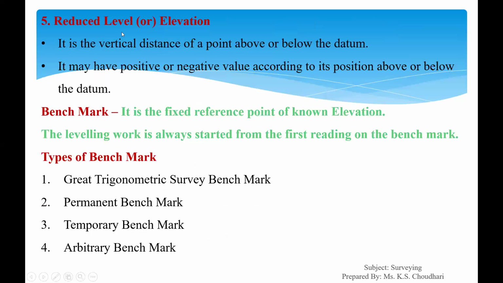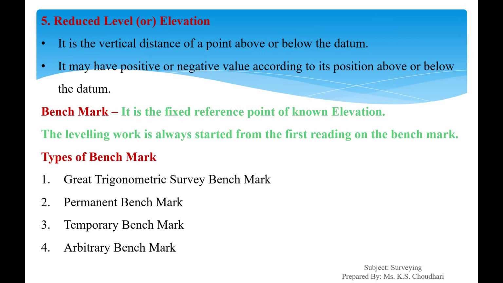Now, the reduced level, or you can say elevation. It is the vertical distance of a point above or below the datum. It may have a positive or negative value according to its position above or below the datum.